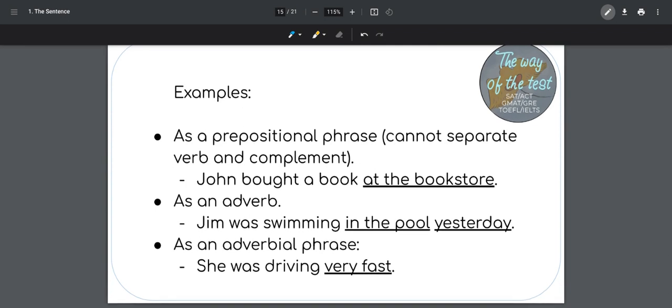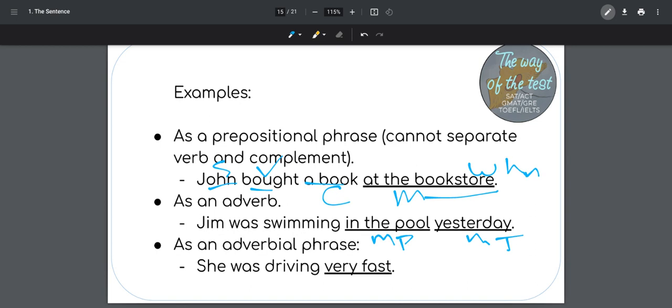So at the bookstore, so when, that's usually a prepositional phrase. So John bought a book at the bookstore. So John is the subject, bought is the verb, a book is the complement, at the bookstore is the modifier. So now you can have more than one modifier. Jim was swimming in the pool yesterday. So in the pool will be a modifier of place, and yesterday will be a modifier of time. So when and where. Well, where and when.